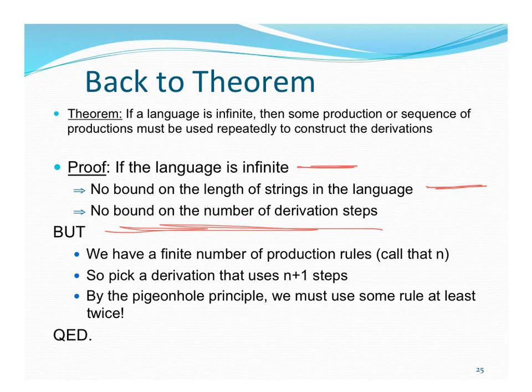But we said that we have a finite number of production rules. That was a few slides ago, where we said a grammar has a finite number of production rules. Let's call however many production rules we have n. If you pick a derivation that uses n plus 1 steps, then by the pigeonhole principle, we're using n plus 1 steps, but we only have n production rules. We must use some rule at least twice. QED.